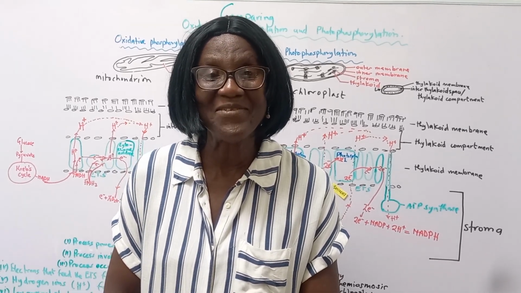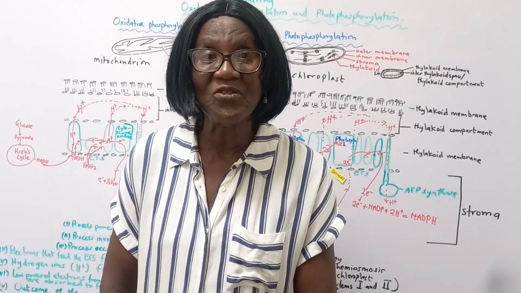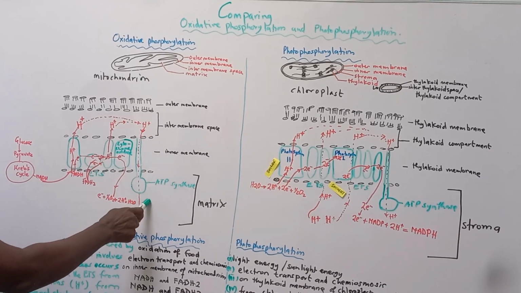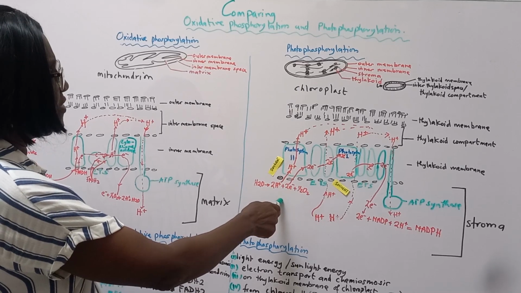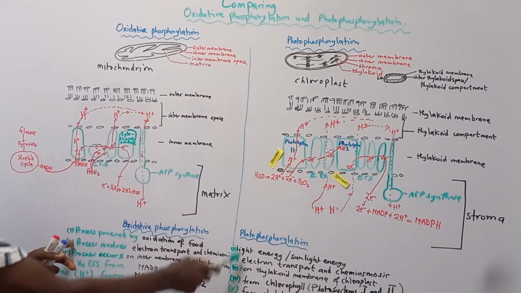In today's lesson, we are comparing oxidative phosphorylation and photophosphorylation. Let's have a very quick look through the oxidative phosphorylation process, a quick look through photophosphorylation, and then the comparison we have put together in a table here.